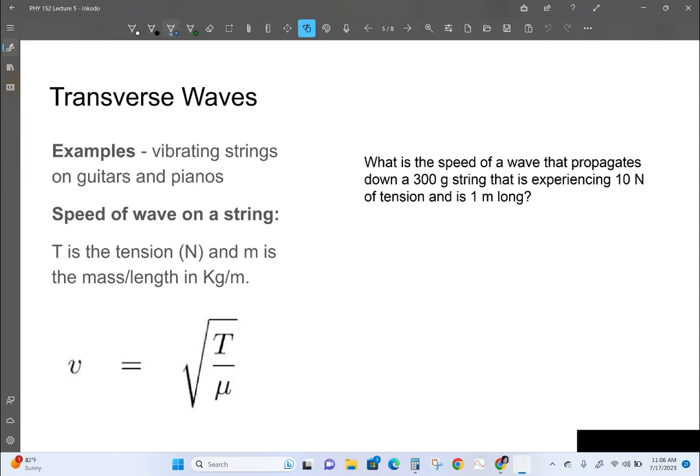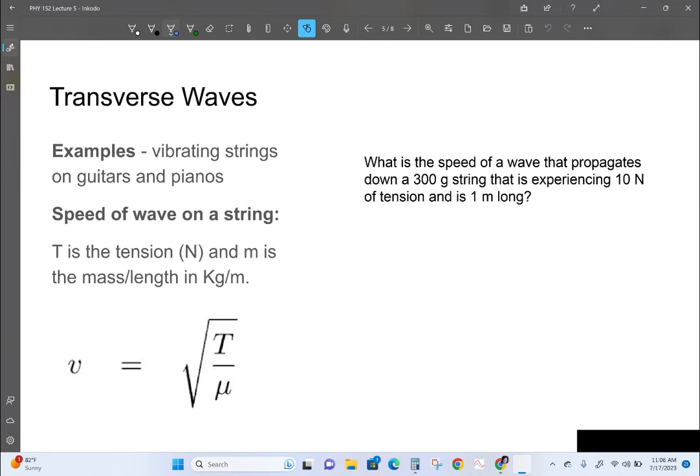So the other thing that we're going to first talk about are transverse waves and the speed of a transverse wave. So a transverse wave, once again, is like a string that's vibrating. And just think about a guitar. There are different strings. They have different thicknesses, so that means they have different masses. And to tune them, you adjust how taut they are, how much tension is in them.